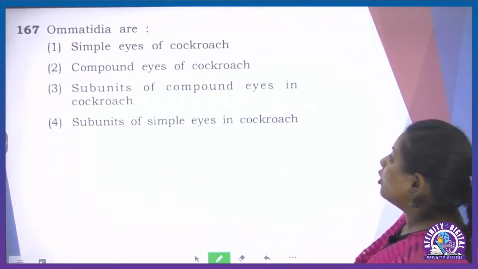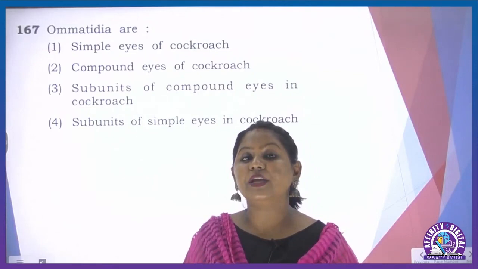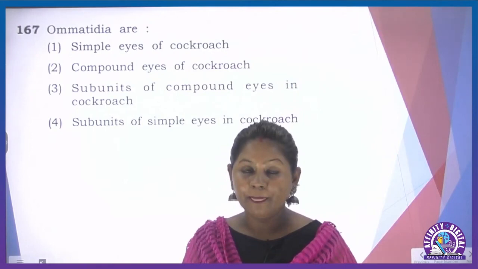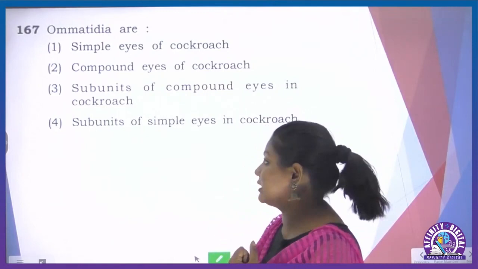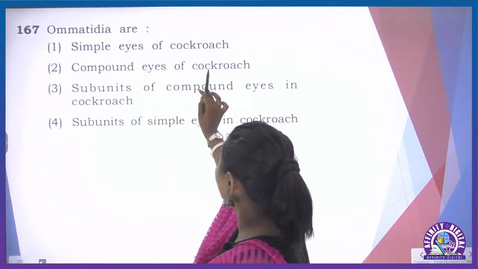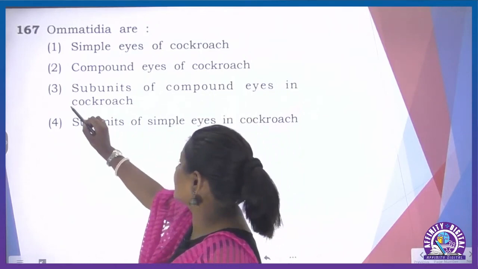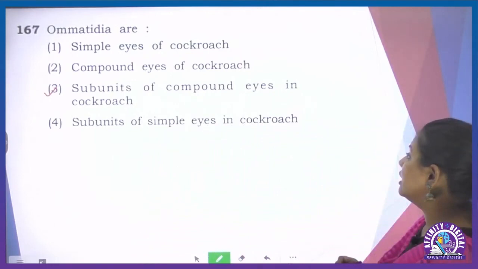What is ommatidia, children? It is the unit of the compound eye. Compound eye is made up of a number of units. Each compound eye is made of 2000 ommatidia, and these 2000 ommatidia help in creating mosaic vision. So ommatidia are found in the compound eye of cockroach, avoid the simple eye. It is the subunit of the compound eye. Yes, it should be the subunit. It is not the compound eye itself. So here is the answer, option number 3.